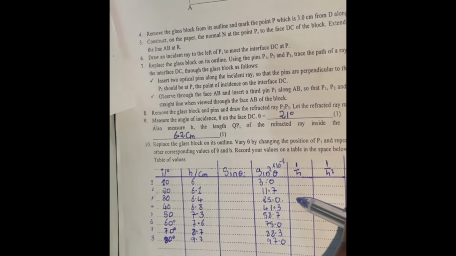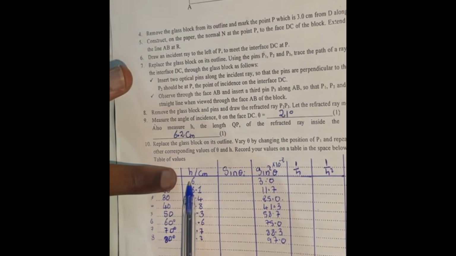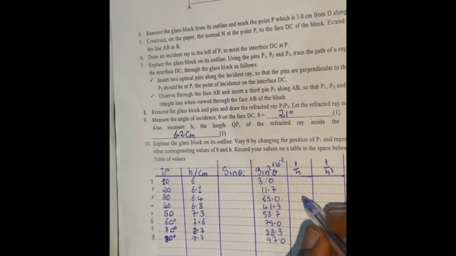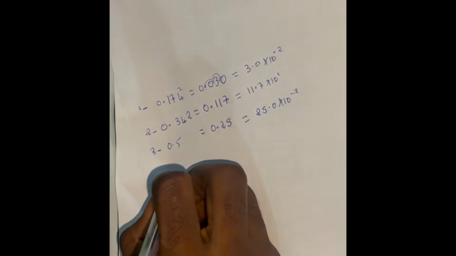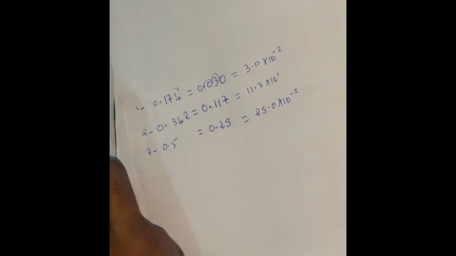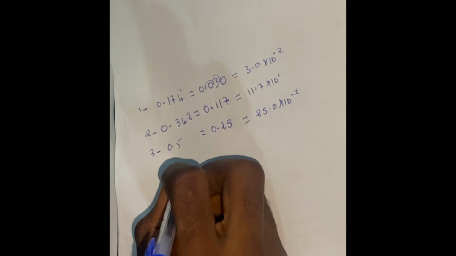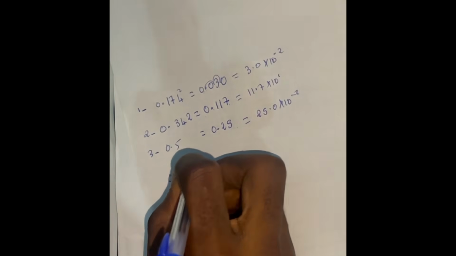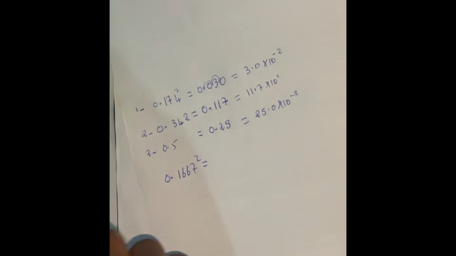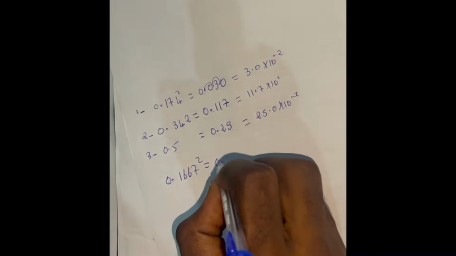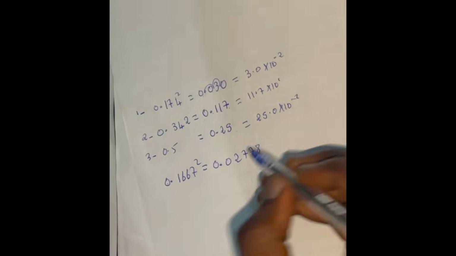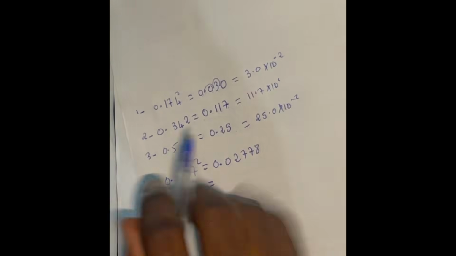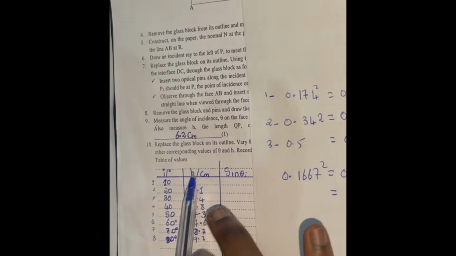Now let us do the same with 1 over h. So when I take 1 over 6, 1 divided by 6 will give you 0.1667. When I square the 1 over 6, I will have 0.02778, and so on. When I go down to our next one here, is how many?